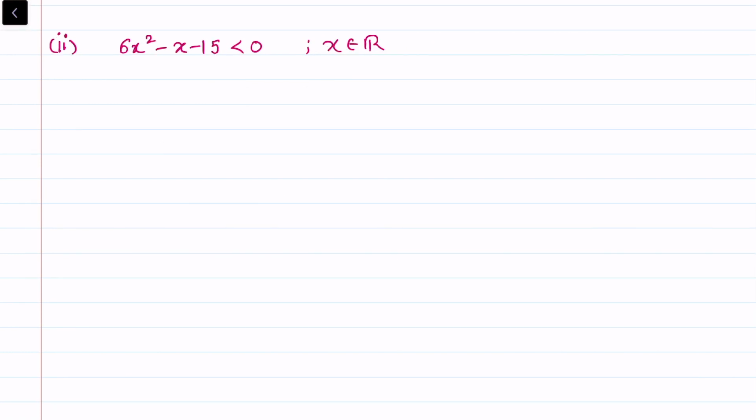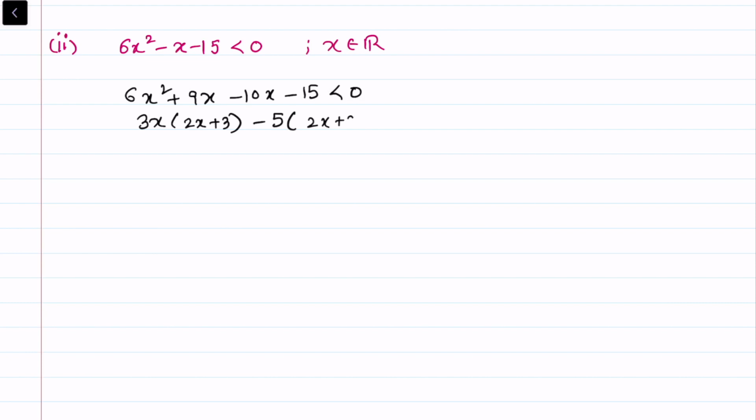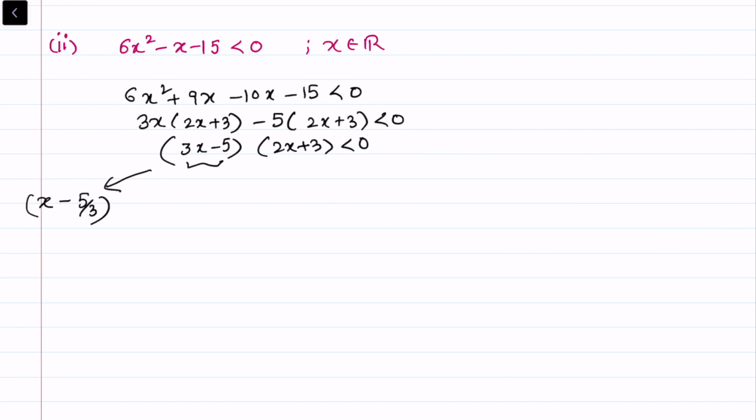Let us take one more problem. In this case, 6x square plus 9x minus 10x minus 15 less than 0. Make the factors: 3x, 2x plus 3, minus 5 times 2x plus 3, less than 0. So we got 3x minus 5 and we got 2x plus 3 less than 0. Now write it into that format. The first factor will give me, taking 3 common, x minus of 5 by 3. But we can ignore this 3 because it is already positive.